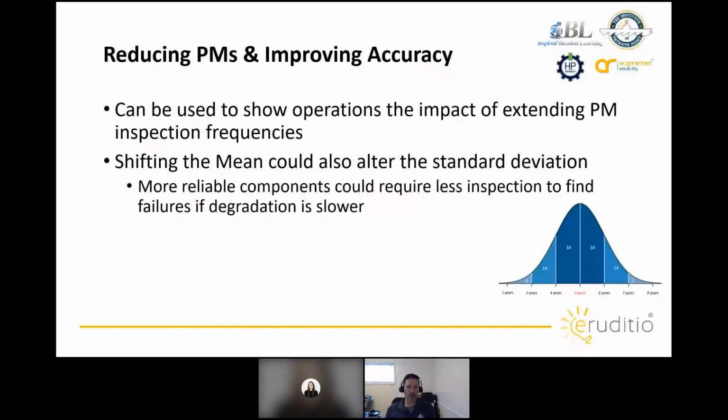With more reliable components, as we get more data and understand what the true PF interval is, this distribution is going to narrow up and we'll have a better idea of how often it fails or what the lead time to failure is. And then we can reduce, or maybe not reduce, optimize our inspection intervals, if you will.